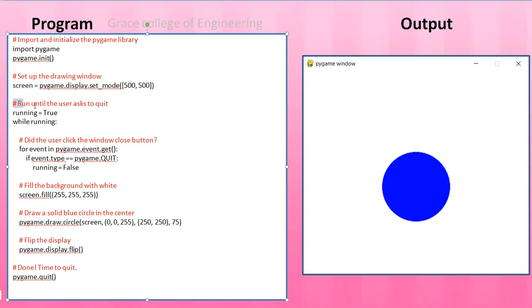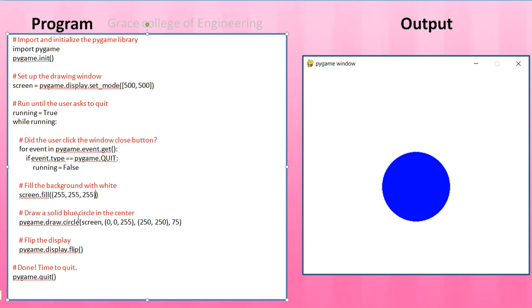Next, run until the user has to quit. So running is equal to True. While running, you are checking some condition. For event in pygame.event.get(), if that event.type is equal to pygame.QUIT, then running is equal to False. Fill the background with white. screen.fill of 255, 255, 255. This will set the background with white.